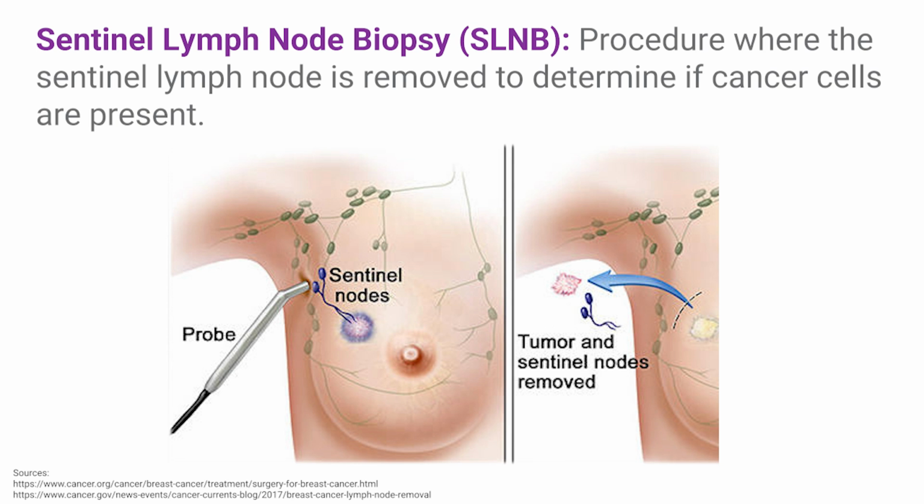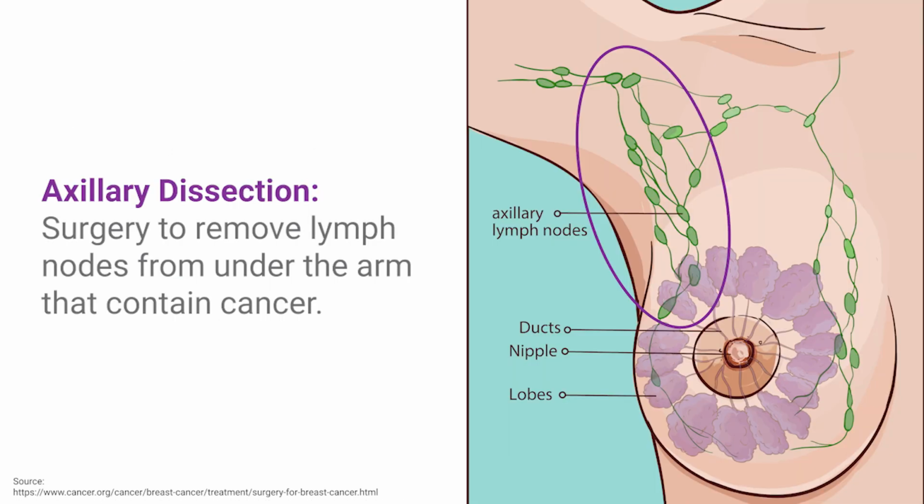If lymph nodes need to be removed during surgery, one procedure that a surgeon might perform is called a sentinel lymph node biopsy, where only a small number of lymph nodes are removed. In other cases, a larger number of lymph nodes must be removed, and this is called an axillary dissection. Axillary surgery can have complications, however, like lymphedema, numbness, and pain. We'll hear more about lymphedema next.